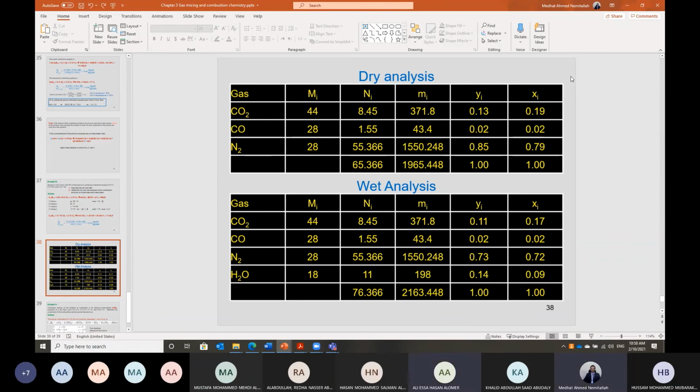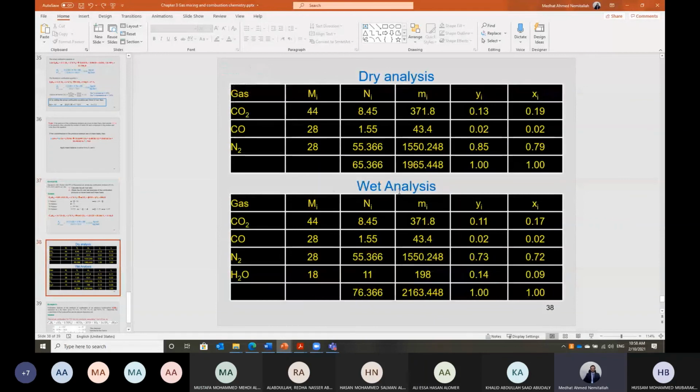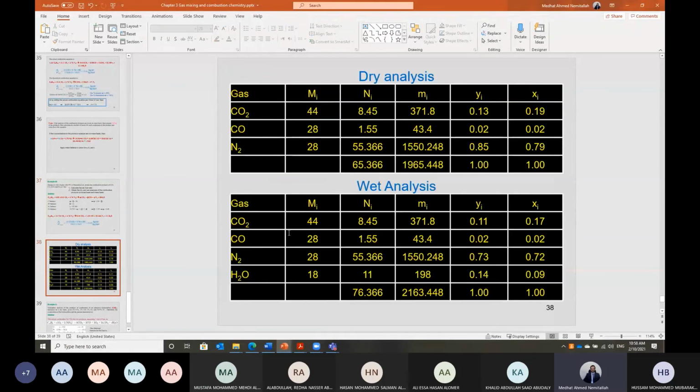Is it clear? Yes. This is the dry analysis, Shabab, which I think you are aware of. In the case of wet analysis, I will consider all of the products, including H2O. So for the wet analysis, I will add H2O, and in the same way I will calculate the number of moles, the total number of moles for the product. Then we can calculate the mole fraction, which is the number of moles of each component divided by the total number of moles. I can get the wet analysis based on the volumetric analysis.